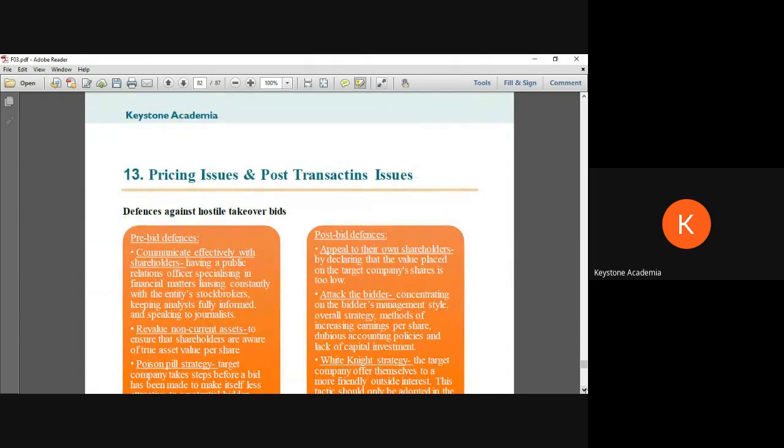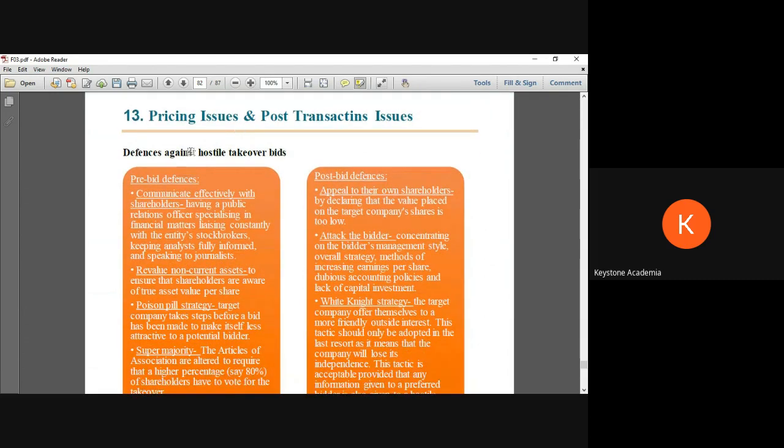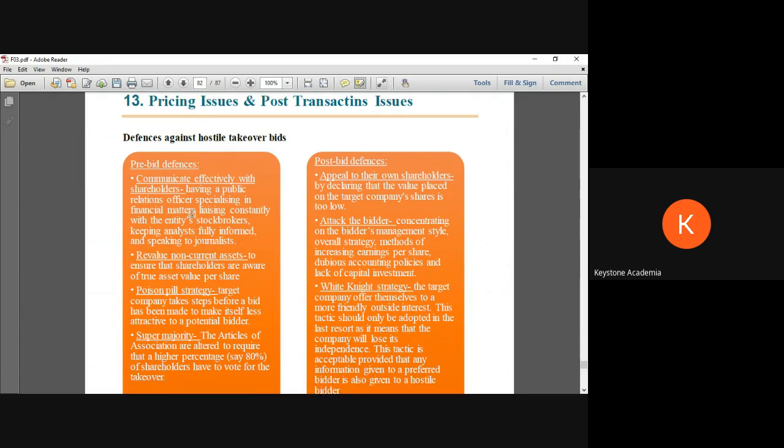Now the last chapter, and the important one. We'll go back to what I mentioned: we'll discuss what we can do if somebody tries to acquire us. There are two situations, pre-bid and post-bid. Pre-bid means we are on the assumption that somebody can come and acquire us. We are not 100% sure, but we are expecting that this will happen. That is the pre-bid stage.